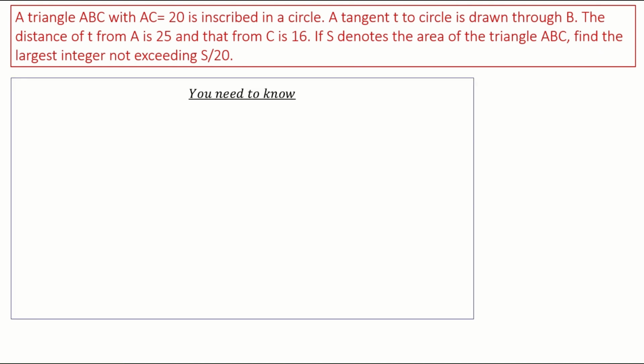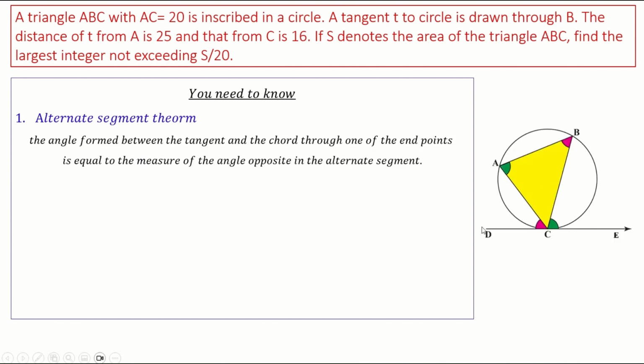What we need to know to solve this problem is, one, the alternate segment theorem. Simply, it states this: there is a circle and a tangent DE touching the circle at C. At C, if you draw a chord, call it BC, then the angle BC makes with the tangent, the green angle here, is equal to the angle BC makes on the circle on the opposite side. So BC is making an angle at A, this green one. These two are the same basically.